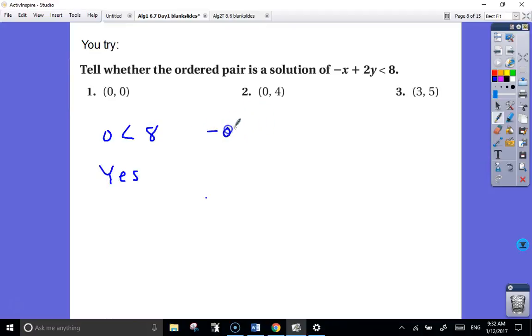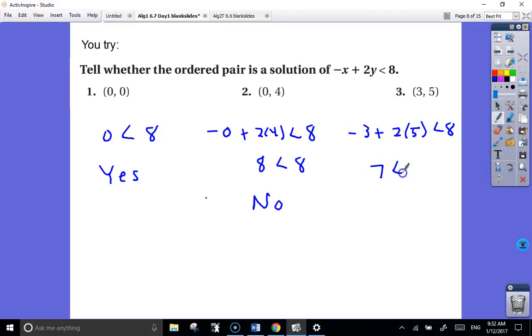Negative 0 plus 2 times 4 is less than 8. That's telling me that 8 is less than 8. Is that a true statement? No, that's not a solution. How about the next one? Negative 3 plus 2 times 5 is less than 8. So that gives me 7 is less than 8, which tells us, yes, that's a solution. 7 is definitely less than 8, so that's a solution.